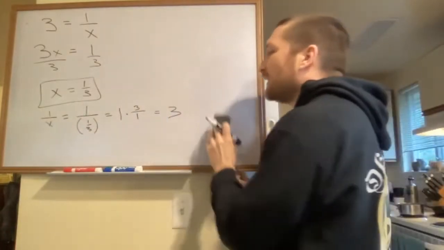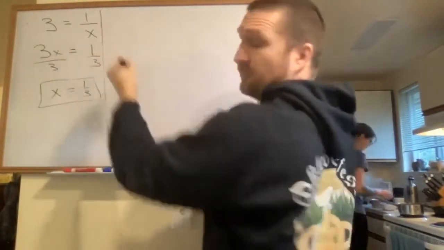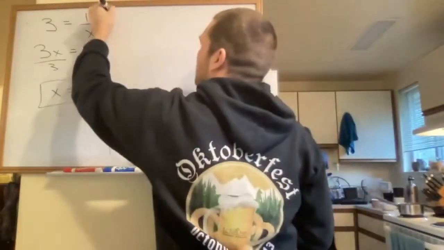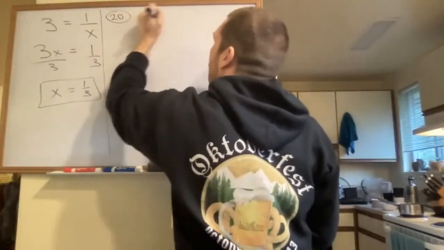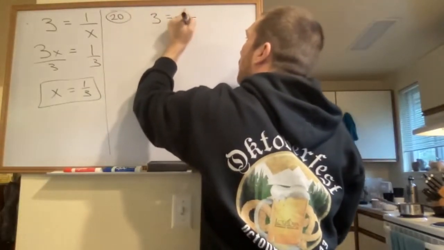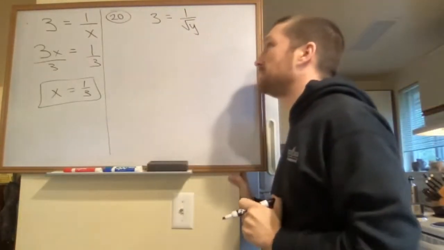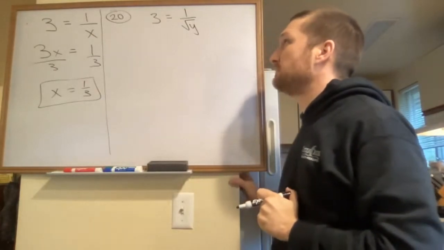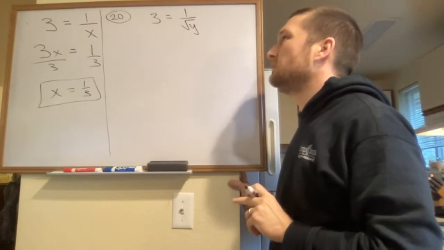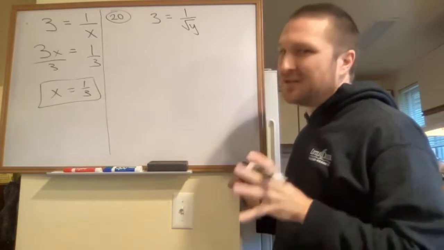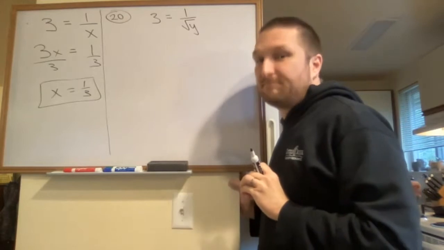Okay. So similarly, if we were going to do number 20, we have 3 equals 1 over root y. Guess what we're going to do first? Square the... wait, hold on. You could, if you really want to. I guess just multiply by the square root of y.